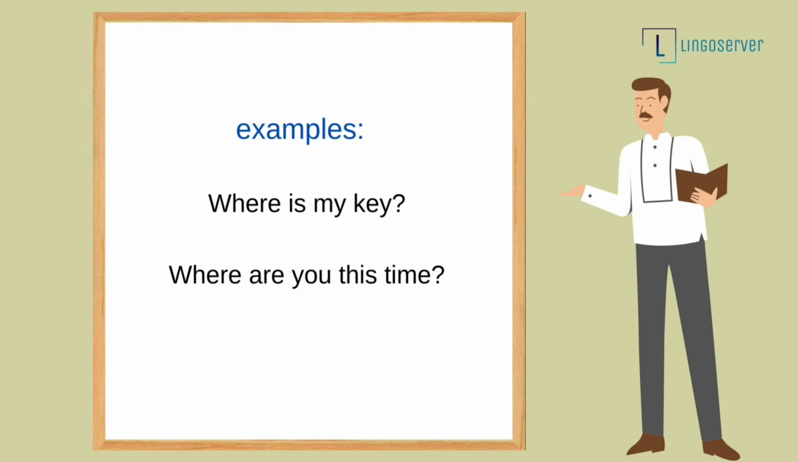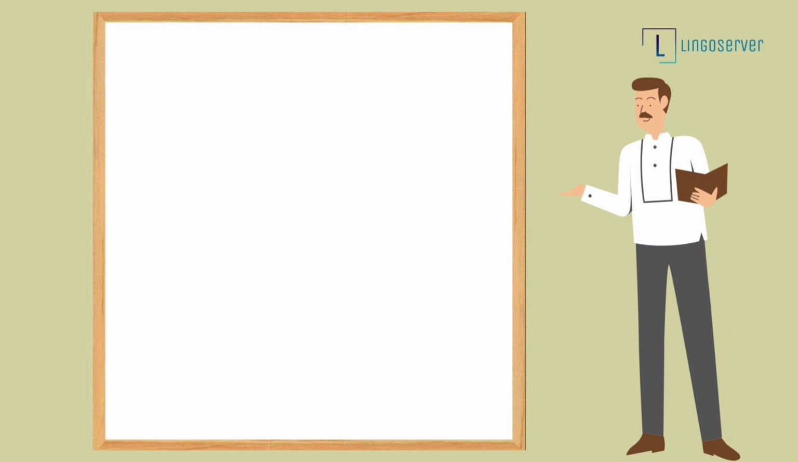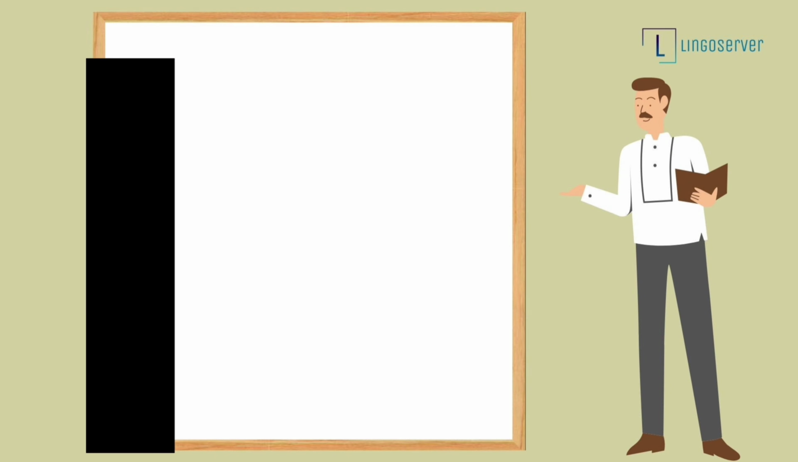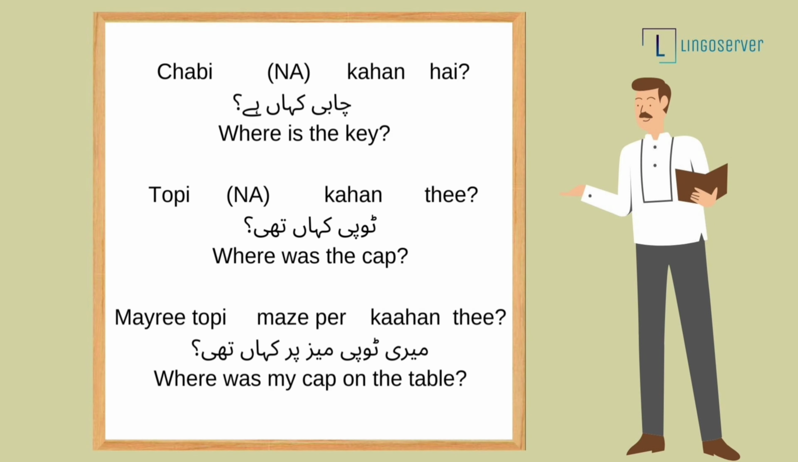As you say, where is my key? Where are you this time? In this case, the structure for interrogative in Urdu will be as follows: subject plus predicate plus question word plus tense. For example, आप कैसे हैं? How are you?